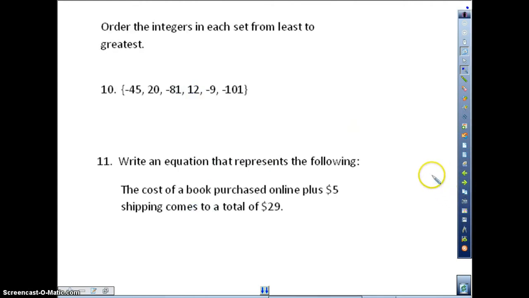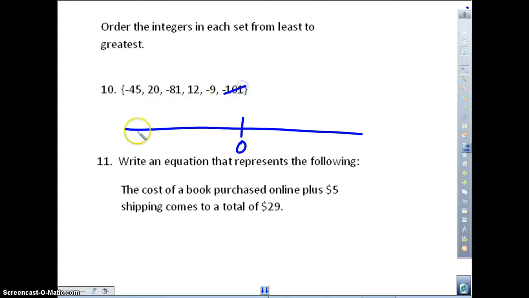Order the integers in this set from least to greatest. Well, we've already talked about negatives, right? Here's 0. The closer the negatives are to 0, the bigger it is. Negative 101, that's going to be way out here. Negative 9 looks like it's going to be the closest to 0. Negative 45 and negative 81. Negative 45 is closer to 0 than negative 81 is. Oh, that's supposed to be a 101.